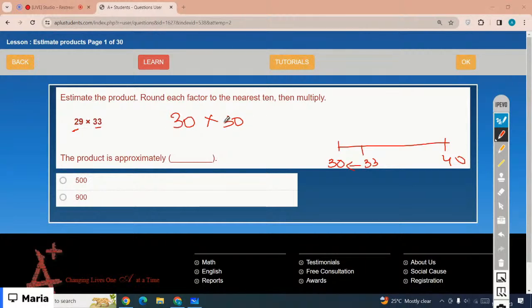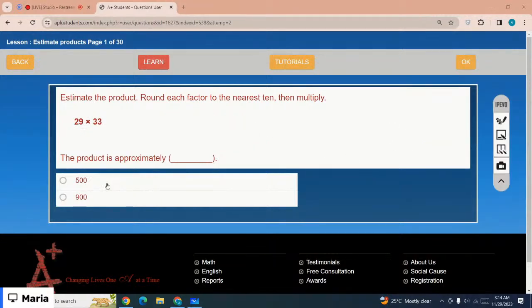So it would be rounded off to 30. Now just multiply the non-zero values. 3 times 3 makes 9. Need to add two zeros at the end. So that is 900. 30 times 30 is 900. Option 2 is the correct option. Got it? If you have any question related to estimation, you can ask.